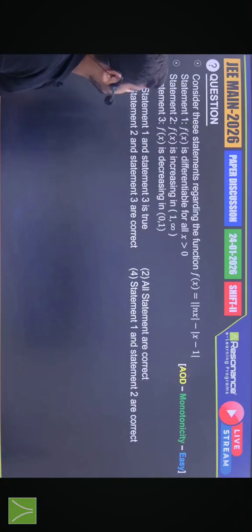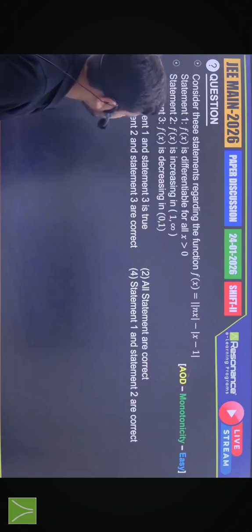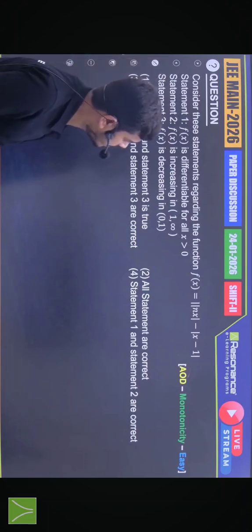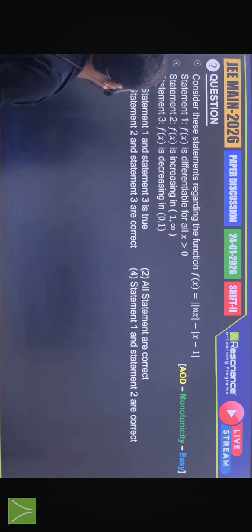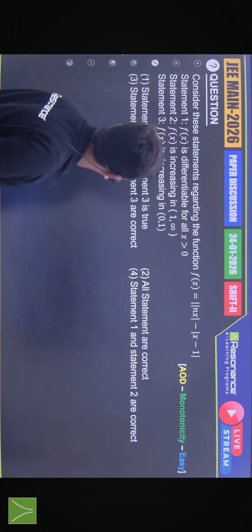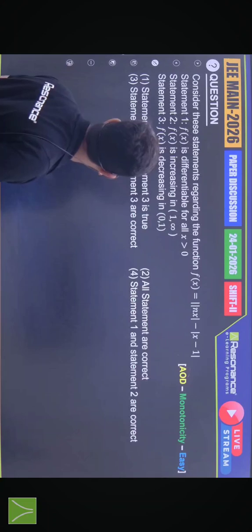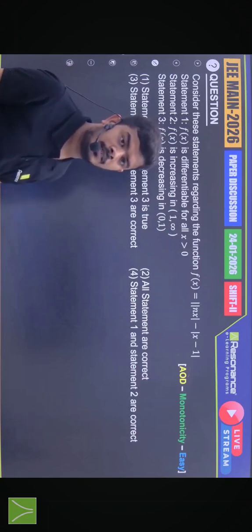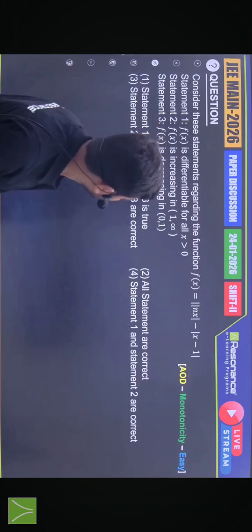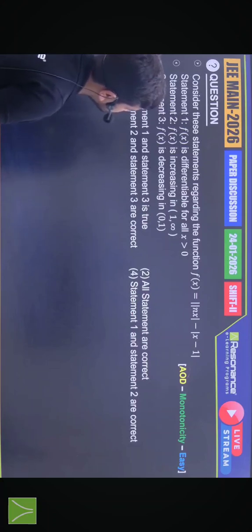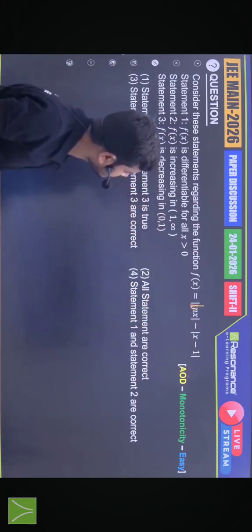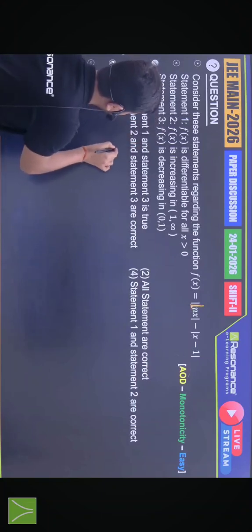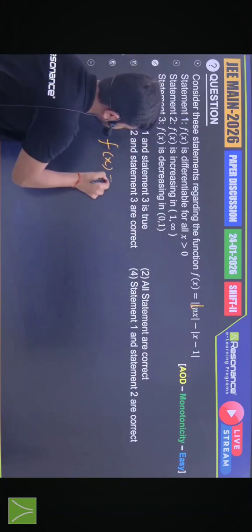Next question is from AOD, monotonicity. This is also one of the easy questions. You have to check whether this function is differentiable or not, or increasing, decreasing also in the given interval. How to check? This is given ln x, not mod. So first of all, redefine this function.